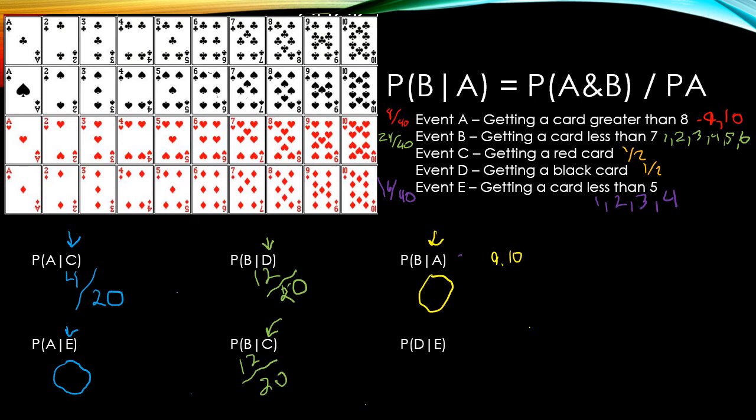The probability of D given E, all right, so E we know it is getting a card less than 5. So I know it's 1, 2, 3, and 4 of all of my cards so far, and then D is getting a black card. So I look at 1, 2, 3, 4 in my cards, and how many are black cards, right? So it's 1, 2, 3, 4. So it's going to be a total of 8 out of 16.